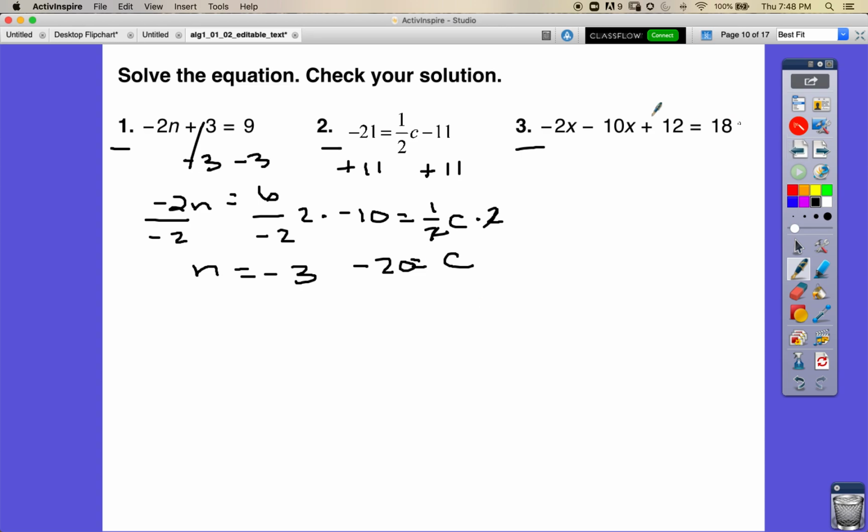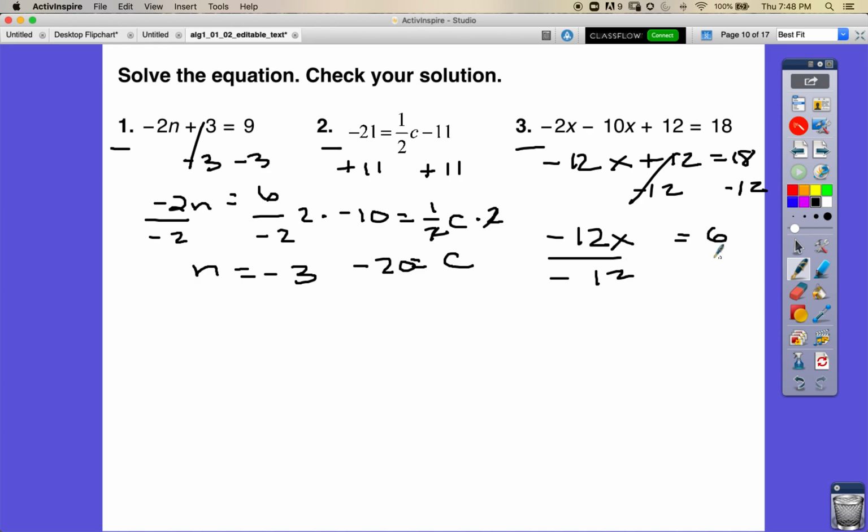All right, last one. Let's collect like terms here. This becomes negative 12x plus 12 equals 18. I'm going to subtract 12 from both sides. These cross out. Negative 12x is going to equal 6. I'm going to divide both sides by negative 12, and then x is going to equal negative 1/2. Great job.